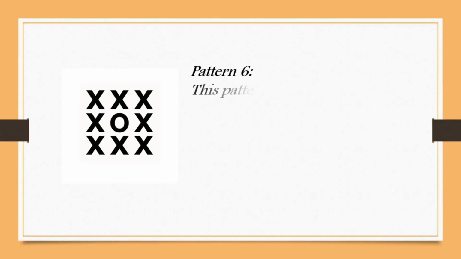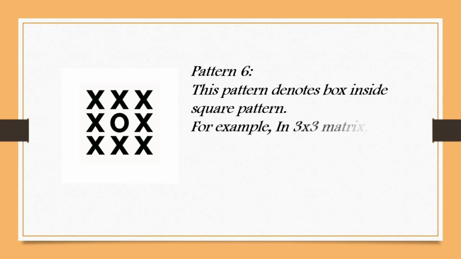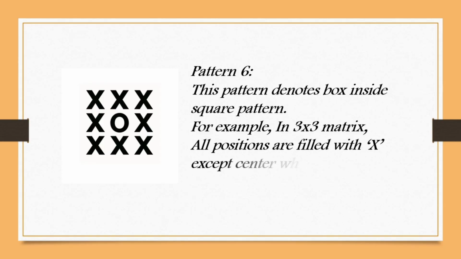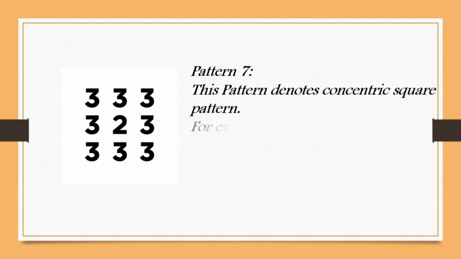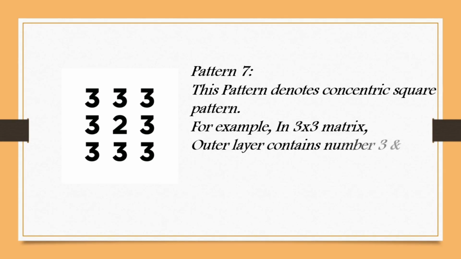Pattern 6. This pattern denotes box inside square pattern. For example, in a 3 cross 3 matrix, all positions are filled with X except center, which is filled with O. Pattern 7. This pattern denotes concentric square pattern. For example, in a 3 cross 3 matrix, outer layer contains number 3 and inner layer contains number 2.